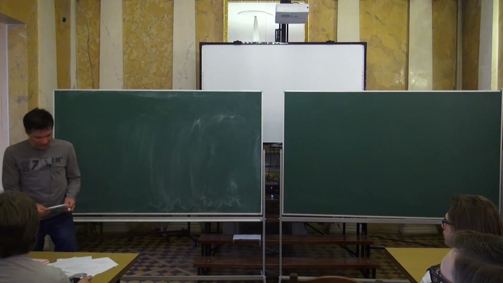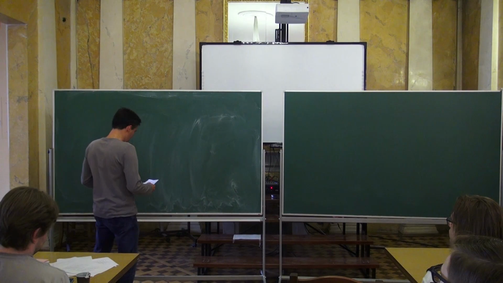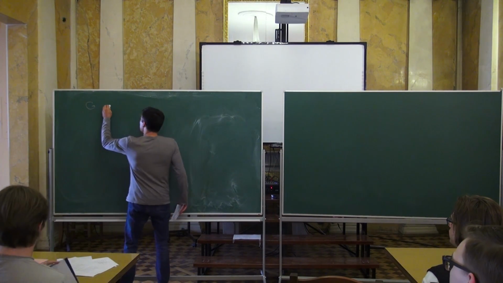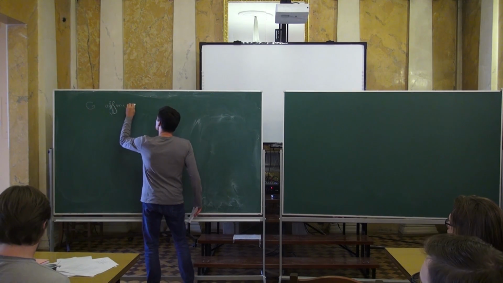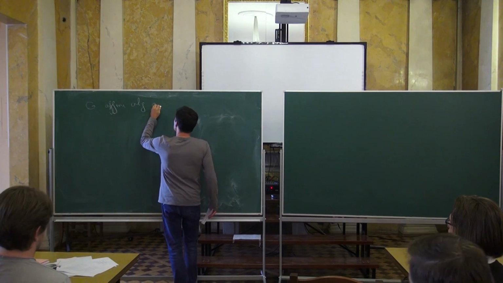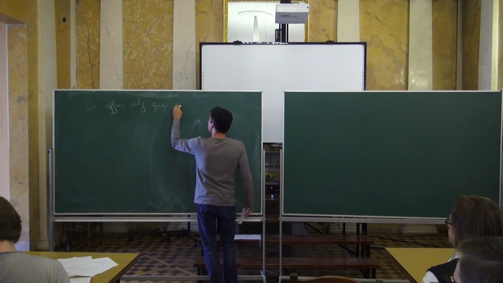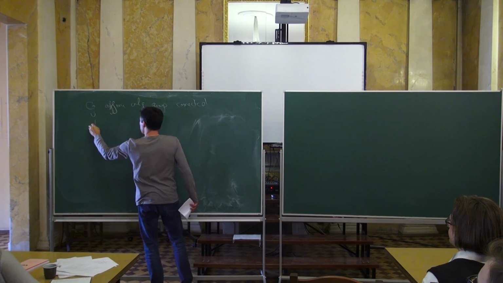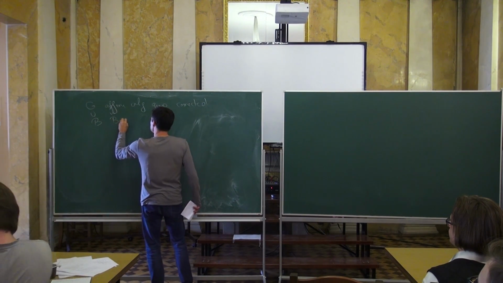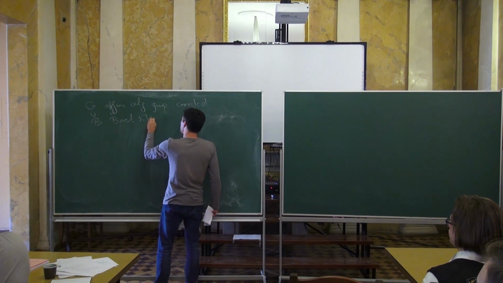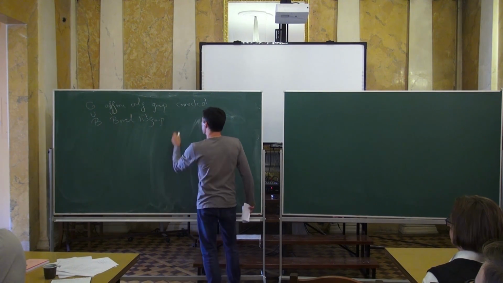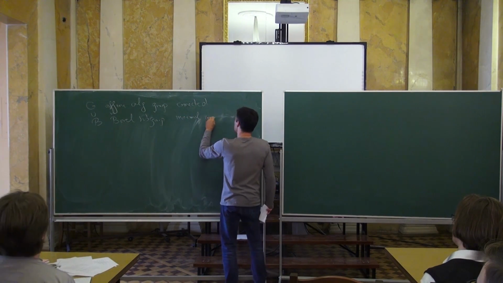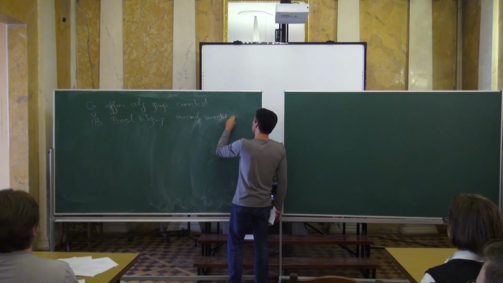So, let me remind you briefly of some of the things I proved yesterday. We started with some affine algebraic group. Better suppose it is connected. And so we defined the notion of a Borel subgroup. Remember, it's a maximal connected solvable subgroup.